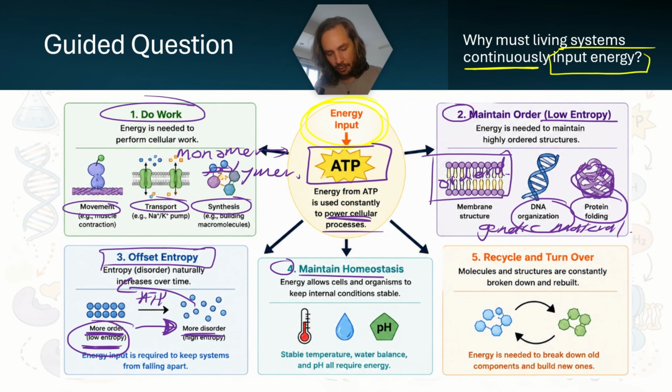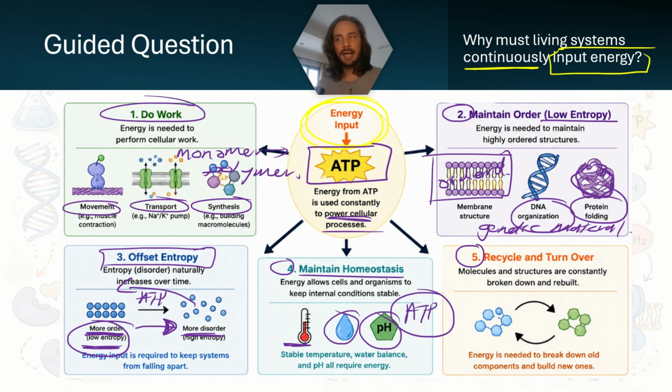The fourth thing is to maintain homeostasis. Okay, having a stable body temperature, our water balance, the pH balance, all of these things require ATP energy to maintain. Okay, and then finally, recycling and turnover. So molecules and structures are constantly broken down and rebuilt. So we are constantly breaking down molecules and then we're building molecules again. And energy is needed to break down old components and to build new ones.